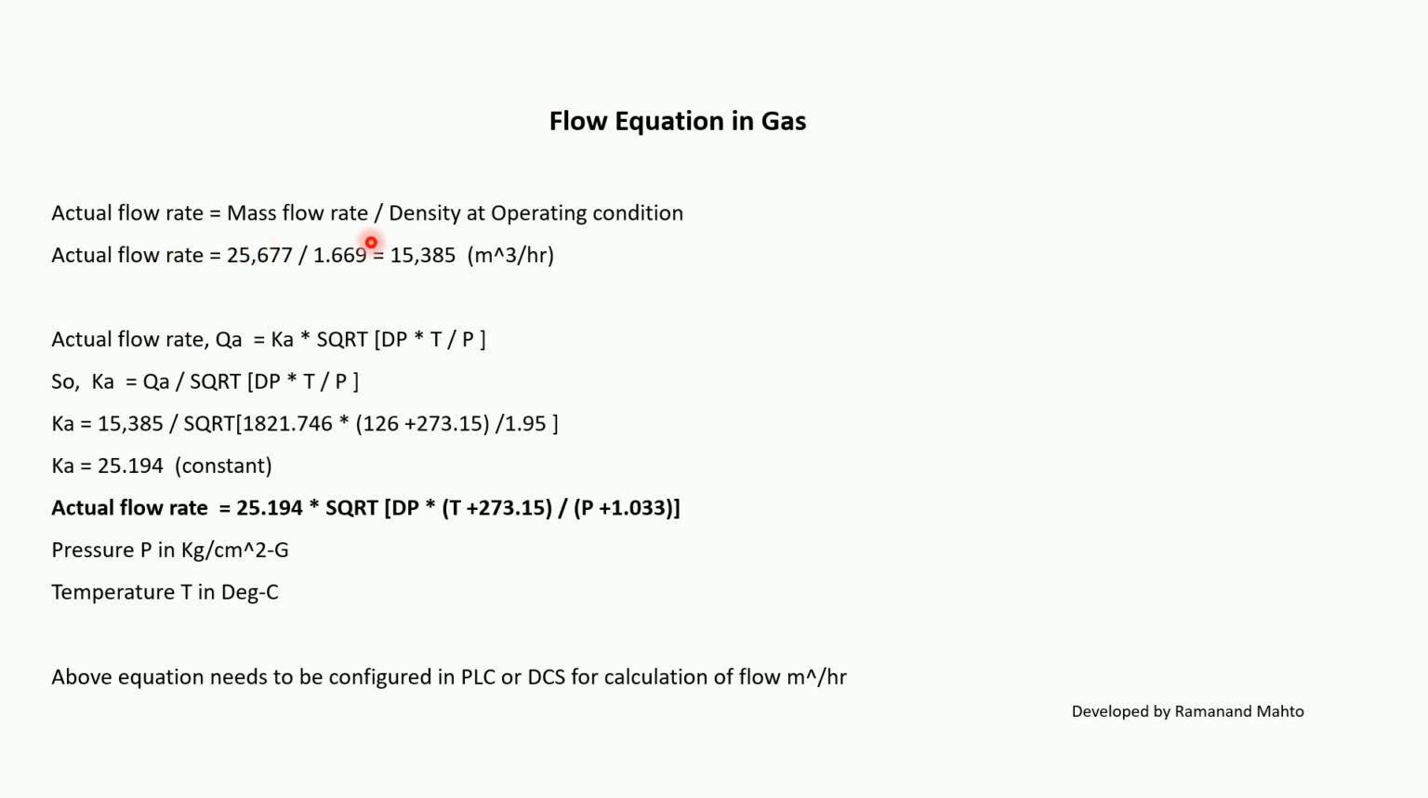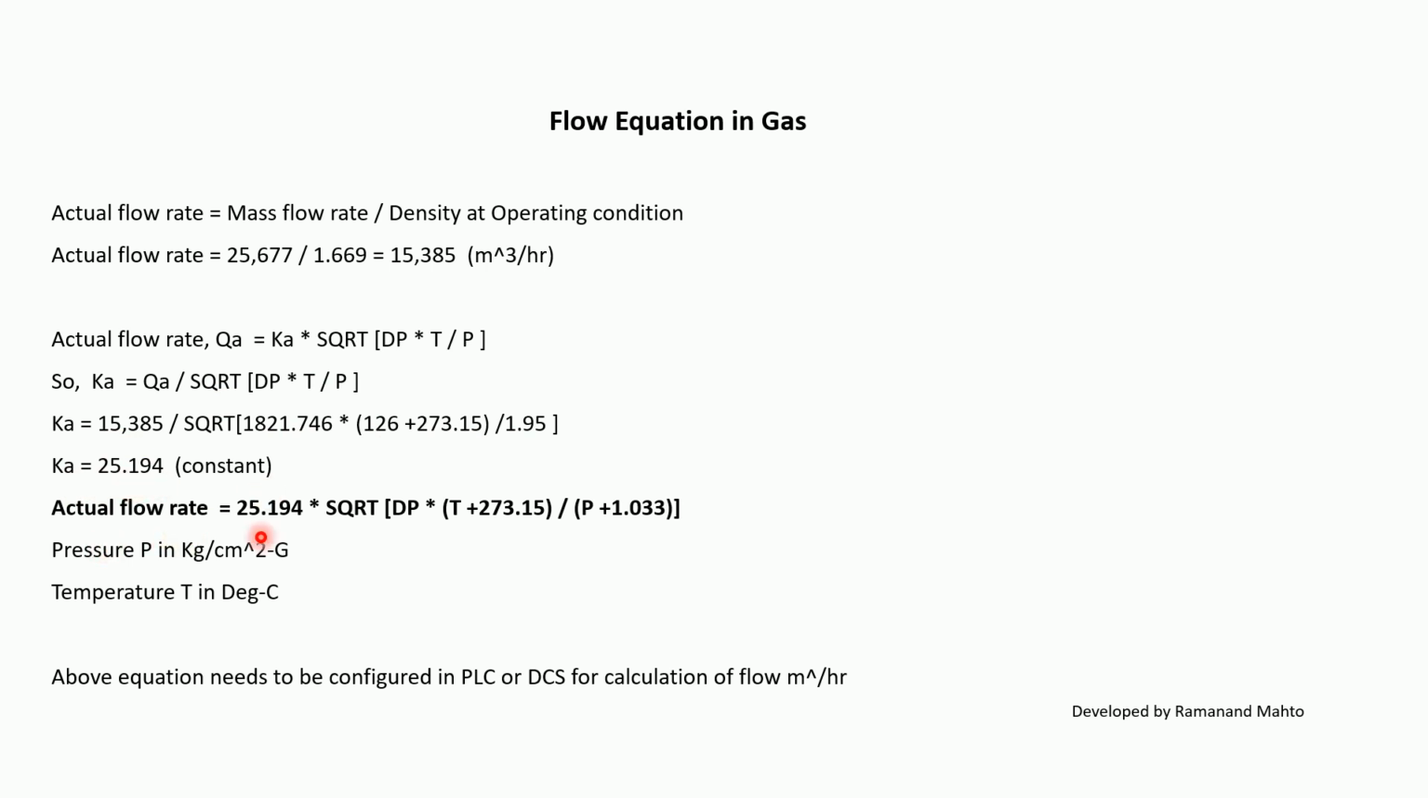Actual flow rate is mass flow rate upon density at operating condition. Actual flow rate is equal to 25,677 upon 1.669, which is equal to 15,385 meter cube per hour. So actual flow rate Q is equal to K into square root of dP into T upon P. So K is equal to Q upon square root of dP into T upon P. So K is equal to 15,385 upon square root of 181.746 into 126 plus 273.15 upon 1.95. So K is equal to 25.194 constant.